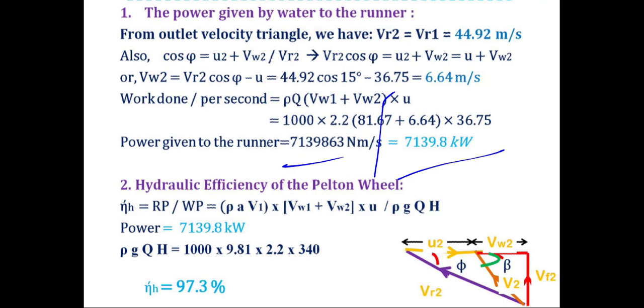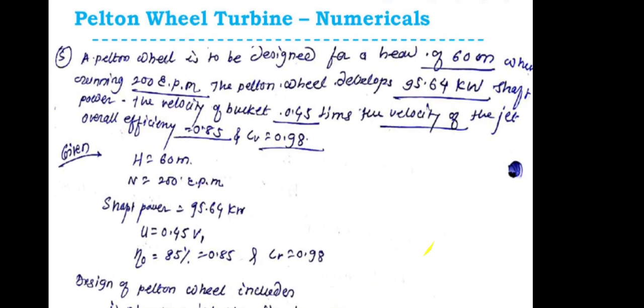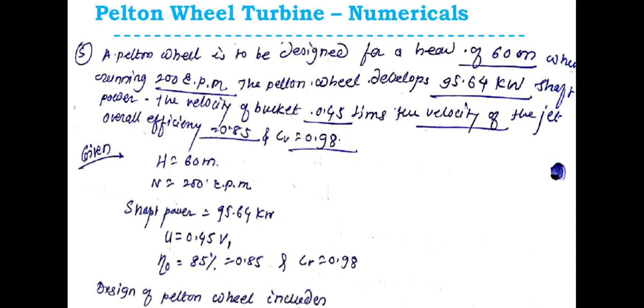So once again you see the outlet velocity triangle so that you can calculate further, right? Fifth one, a Pelton wheel is to be designed. For so many numerical problems, we have uploaded question paper solved numerical problems.